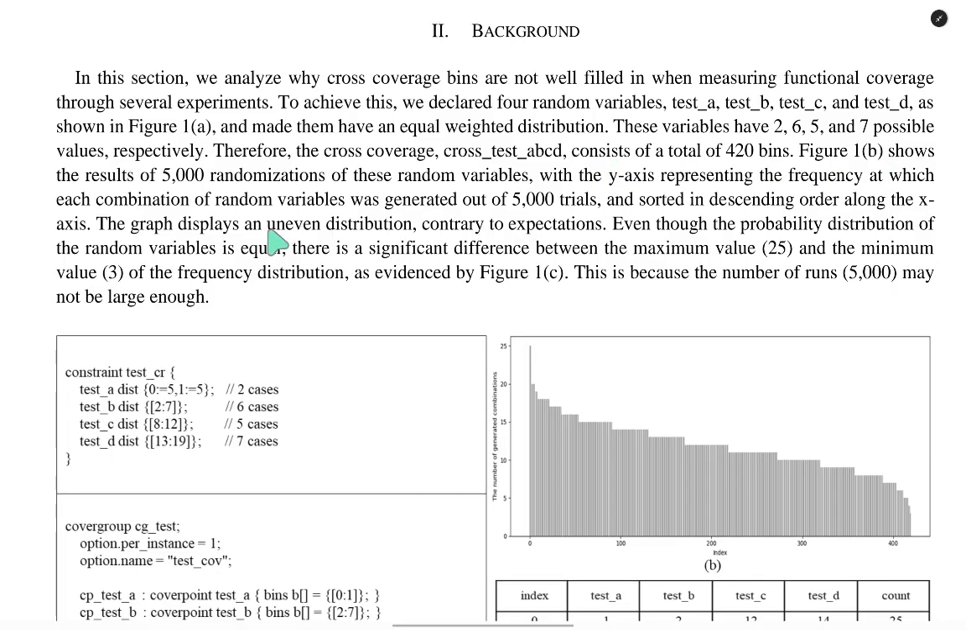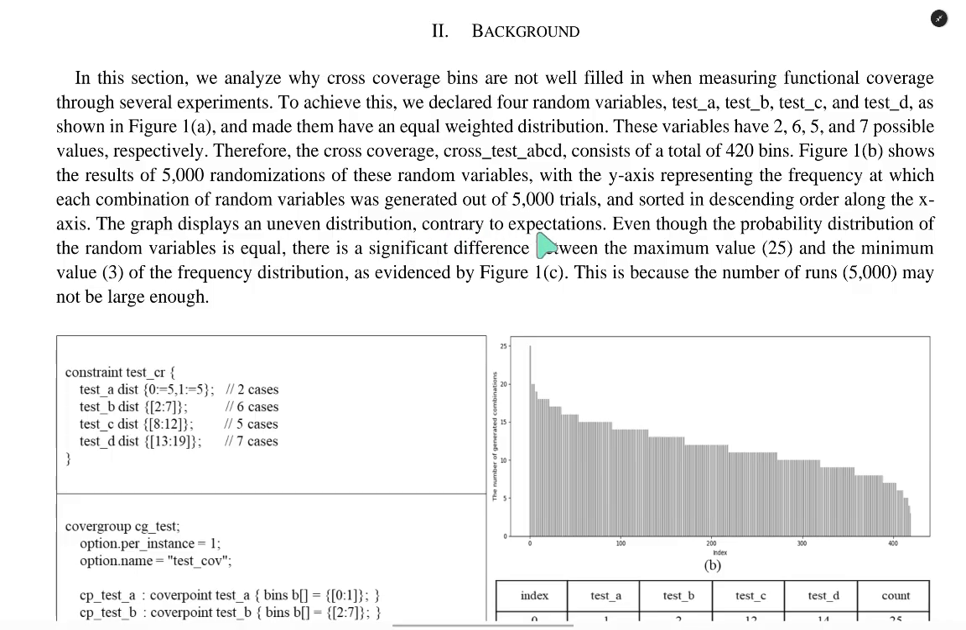Figure 1b shows the result of the 5,000 randomizations of these random variables, with the x-axis representing the frequency with which each combination of the random variables was generated out of the 5,000 trials, sorted in descending order along the x-axis. The graph displayed an uneven distribution contrary to expectation.